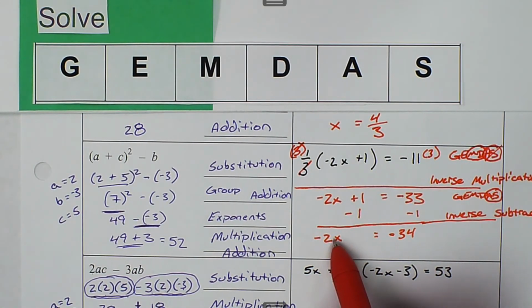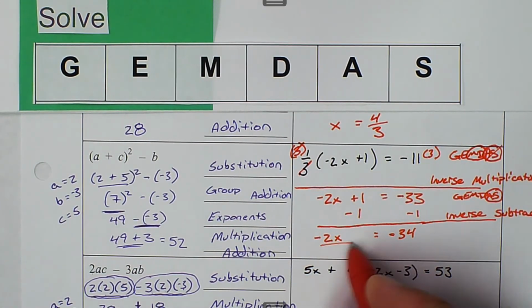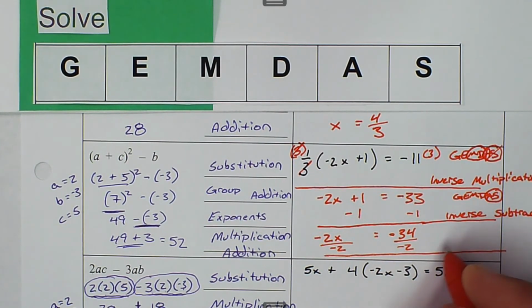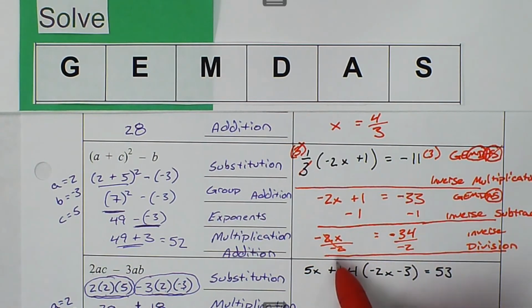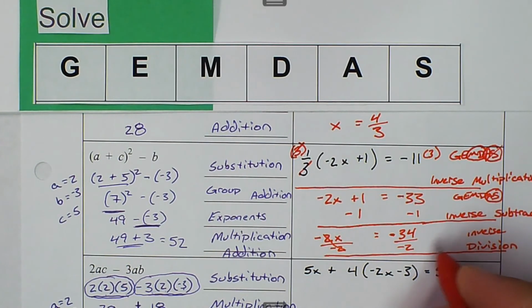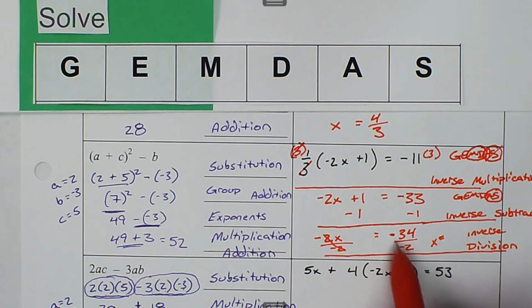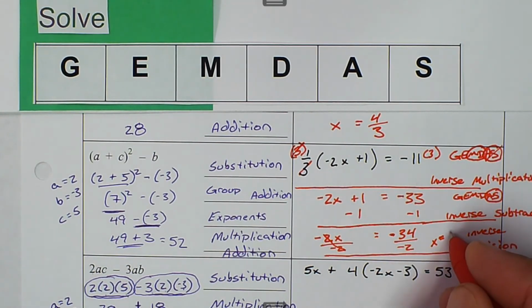And last, we have a multiplication here. So the inverse of multiplication is division. So we're going to divide by negative 2. So that's inverse division. And when we say negative 2 divided by negative 2, that cancels out. And then we're left with x is equal to negative 34 divided by negative 2. Negative divided by negative becomes positive, and 34 divided by 2 is 17.